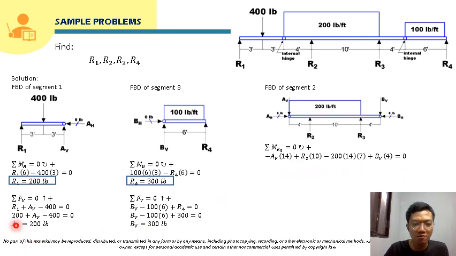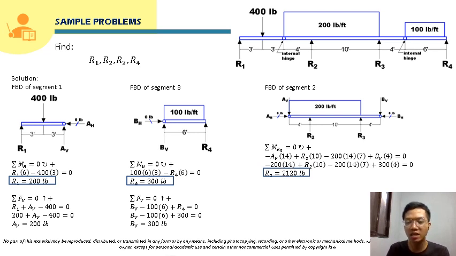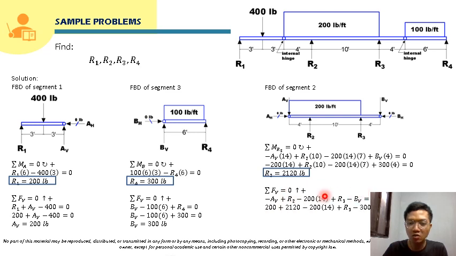We already solved for AV and BV, so we will just substitute that here, and we can solve for R2. Solving directly for R2, that will just be 2,120 pounds. We can already box that. Now for the remaining unknown reaction, that is R3, we can just sum up forces vertical here. Summing up forces vertical, that will just be negative AV plus R2 minus 200 times 14 plus R3 minus BV is equal to 0. We already have AV, R2, and BV, so we can directly solve here for R3. Solving for R3, that will just be 1,180 pounds.